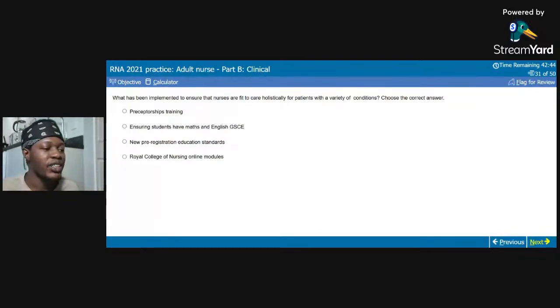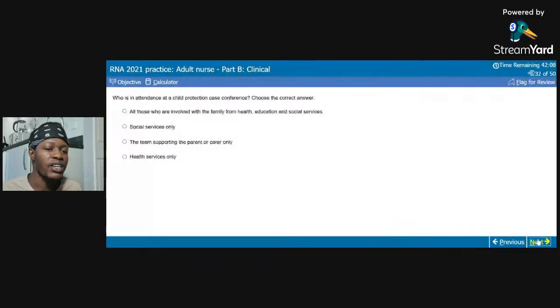What has been implemented to ensure that nurses are fit to care holistically for patients with a variety of conditions? Choose the correct answer. Preceptorship trainings, ensuring students have maths, no. New pre-registration education requirement, no. I think that should be the new pre-registration education standards. No, that should be preceptorship trainings, but I'm not too sure if it should be that or the new pre-registration education standards. But let's click on the next question.